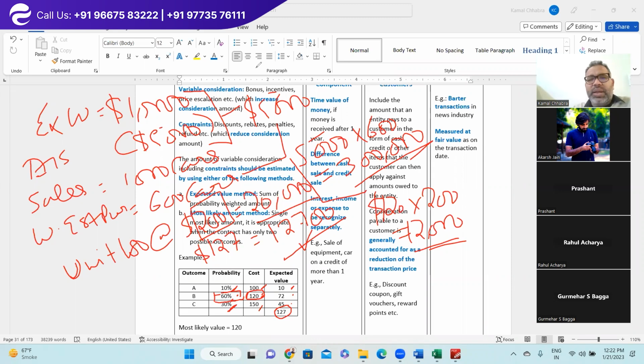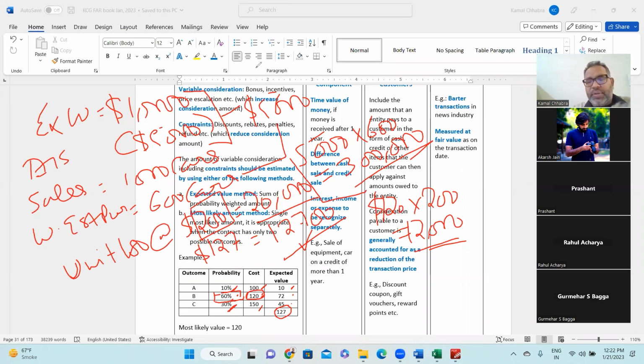Make sense? What is the most likely method and what is the expected value method? Expected value method, when you have different probabilities. Most likely method you use where you have a probability of winning or losing. So more than 50% probability in whatever scenario you have, that is your most likely method.